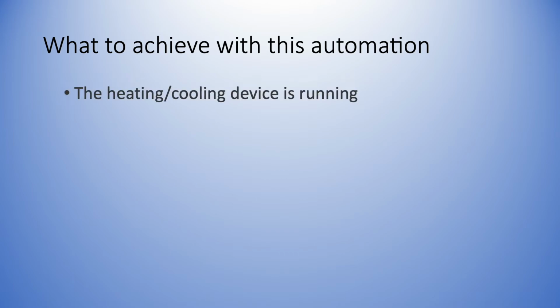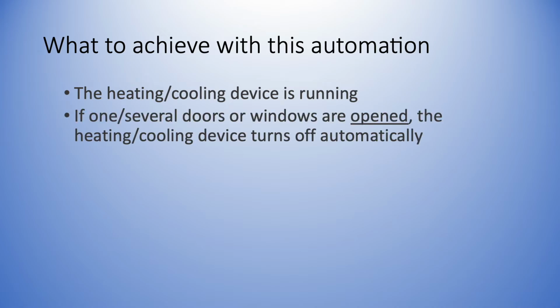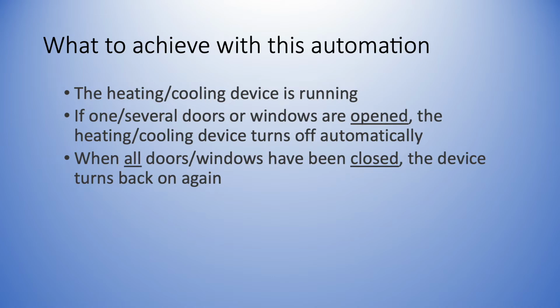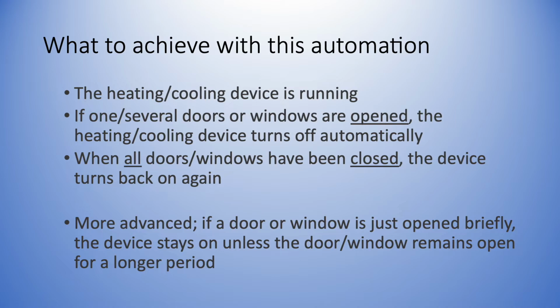Well, the heating or cooling device is running, just doing its thing. Then when one or several doors or windows are opened, the heating or cooling device should turn off automatically to save energy. When all the doors and windows have been closed, the device should turn back on again automatically. A bit more advanced, if you just open a door or window briefly to go out, the device should stay on unless the door or window remains open for a longer period.